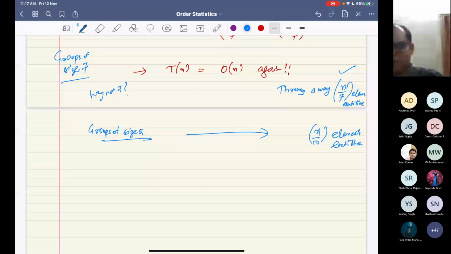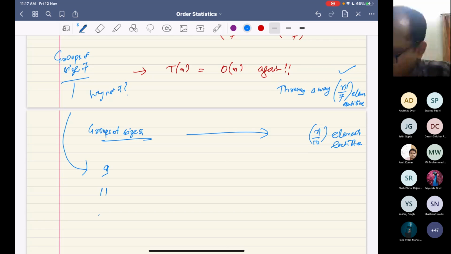Yeah, so somewhere something should be there. Otherwise, I can do 7, I can do 9, 11, 13. I can keep on increasing that, and this number will keep on reducing. I mean, increasing how many you are throwing.